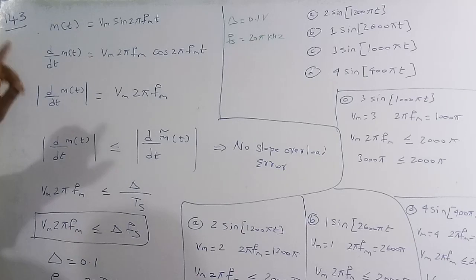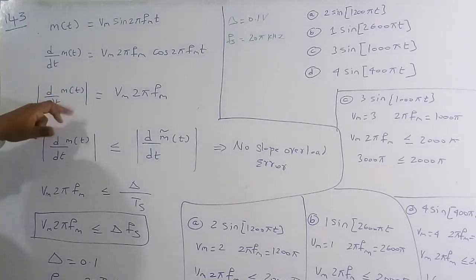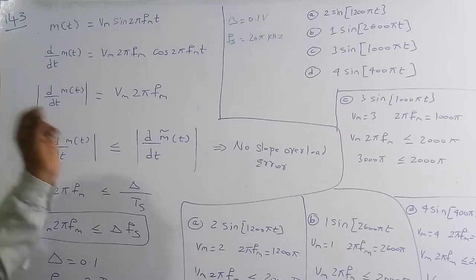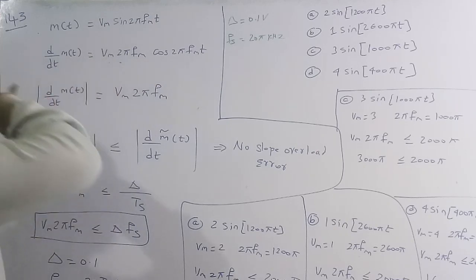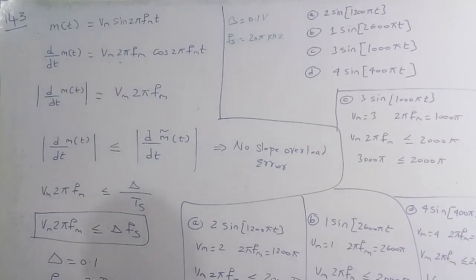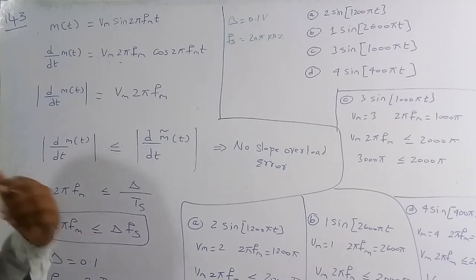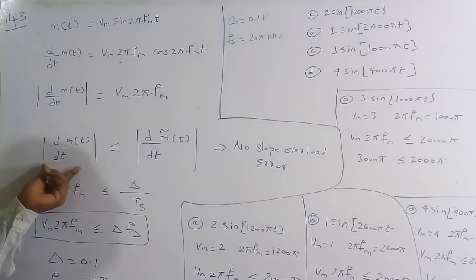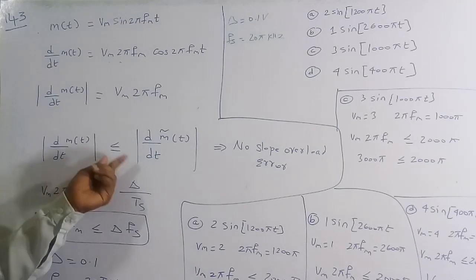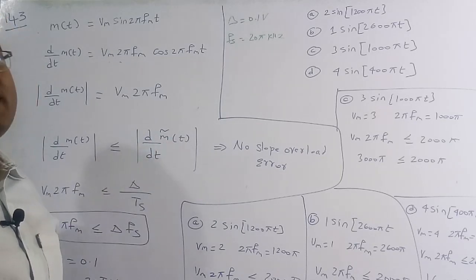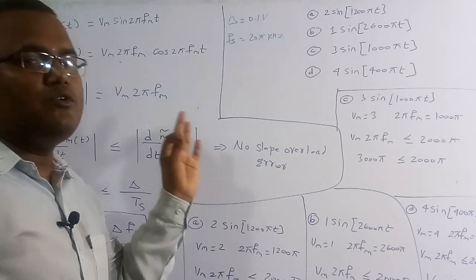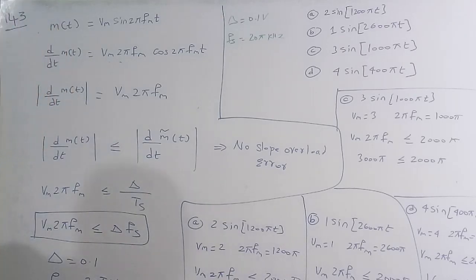This is what we are going to get, but we need only the maximum positive value of d/dt of m(t). The maximum positive value is Vm into 2π fm. So the slope overload is not going to occur in the delta modulator whenever the maximum positive value of d/dt of m(t) is less than or equal to the maximum positive value of d/dt of the staircase waveform. At this condition, there will be no slope overload error in the delta modulator.